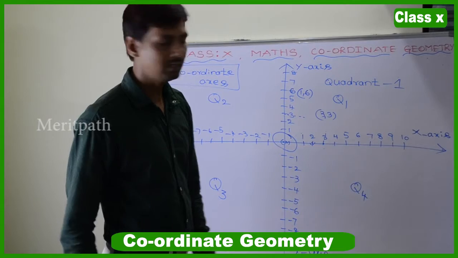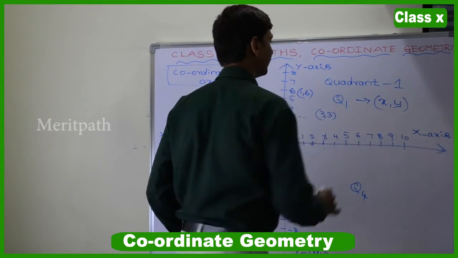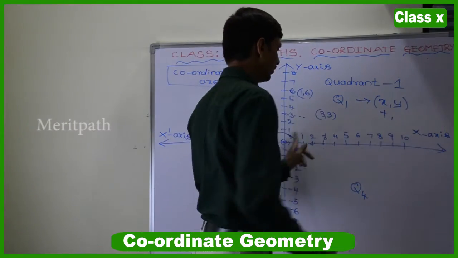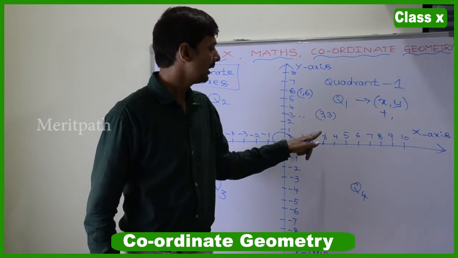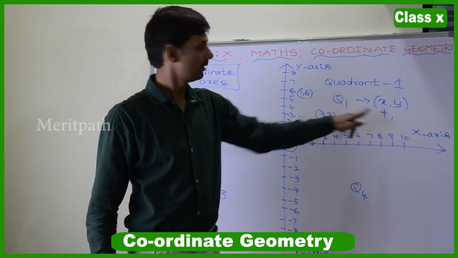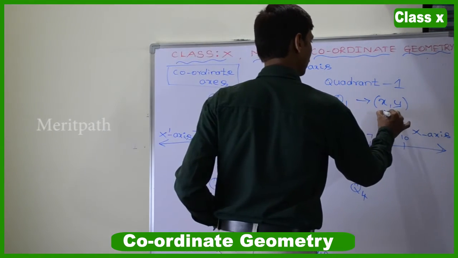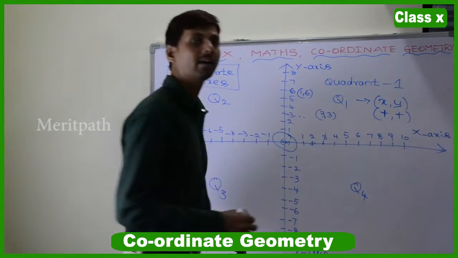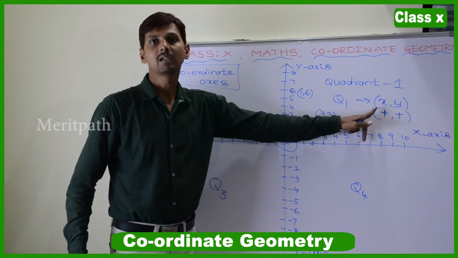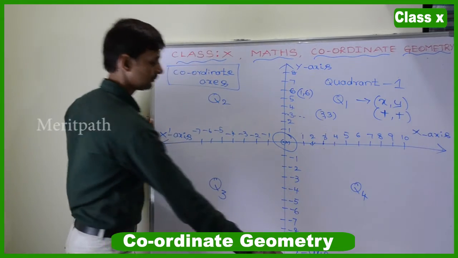So here in quadrant 1, the x coordinate and y coordinate: the x coordinate will be positive because all the points of the x axis are positive. That's the reason x is positive. And all the points on the y axis are positive. So that's the reason y is also positive. In quadrant 1, the ordered pairs x, y, any ordered pairs are positive, plus and plus. Let us see quadrant 2.